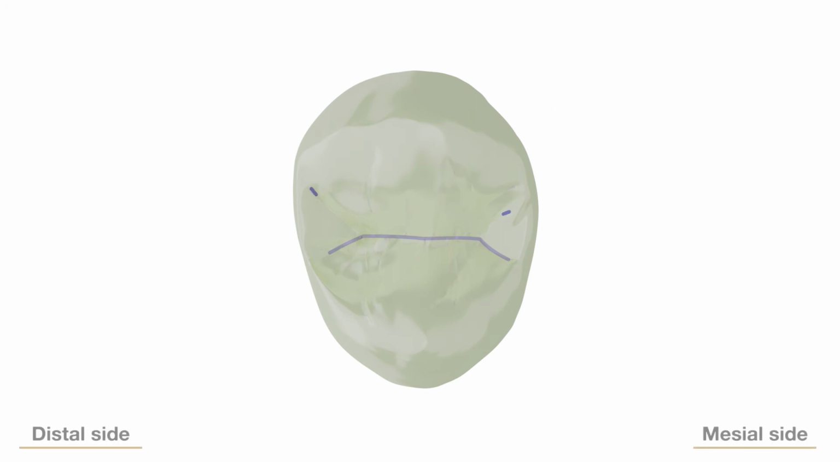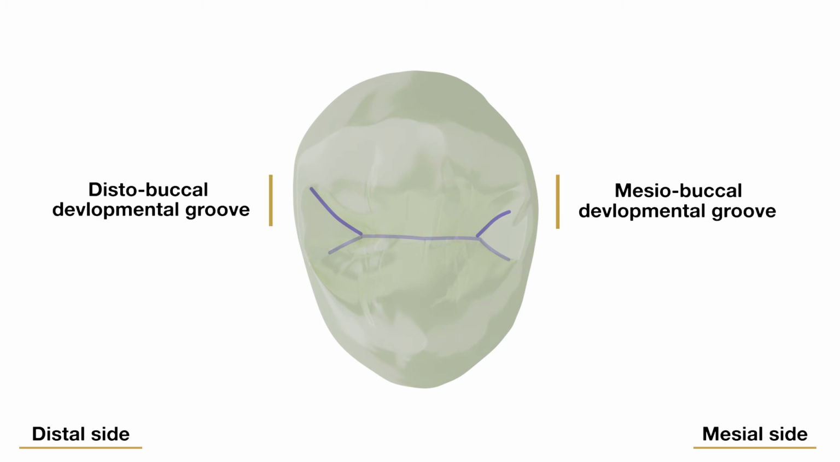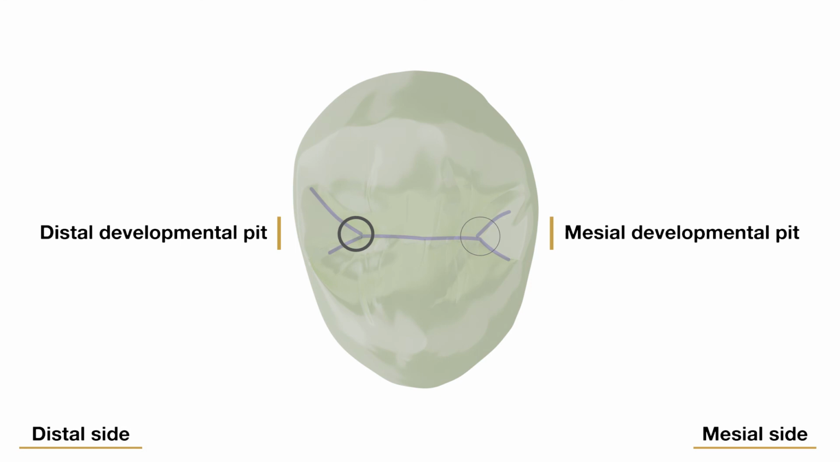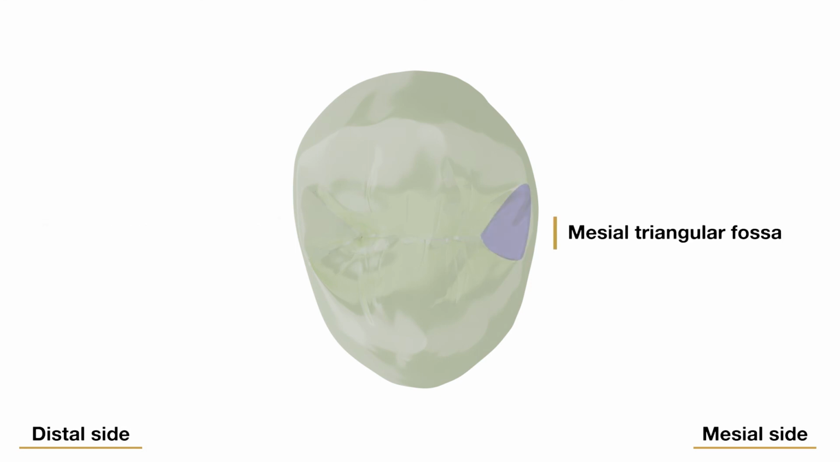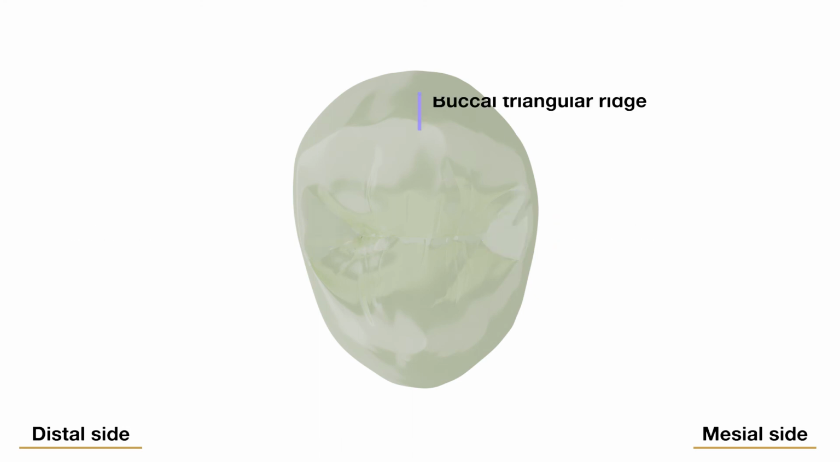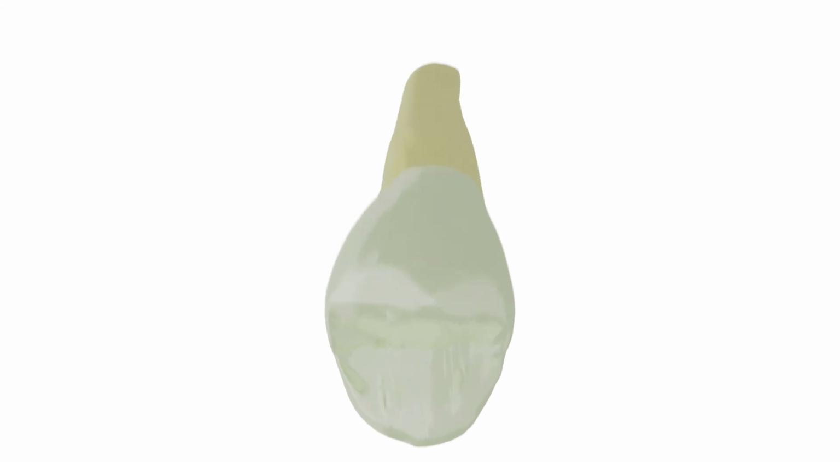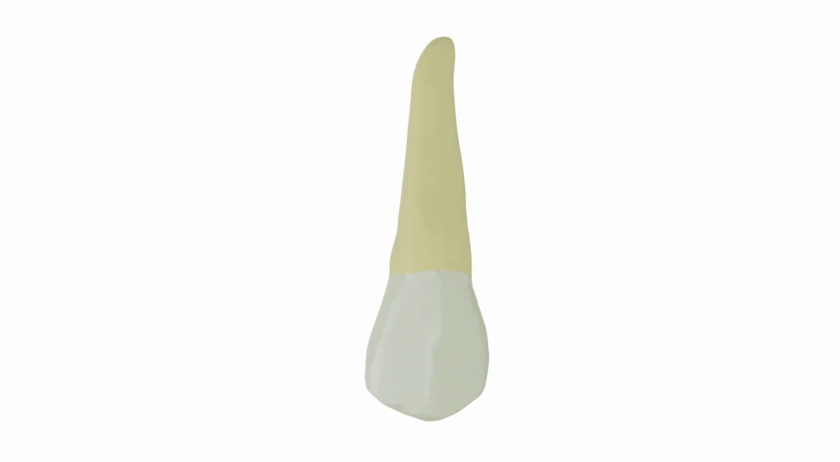Similar to the maxillary first premolar, two collateral developmental grooves join the central groove just inside the mesial and distal marginal ridges. These grooves are called the mesiobuccal developmental groove and the distobuccal developmental groove. The junctions of the grooves are deeply pointed and are named the mesial and distal developmental pits respectively. Mesial triangular fossa and distal triangular fossa are less obvious. Compared to the maxillary first premolar, the buccal triangular ridge of the buccal cusp and the lingual triangular ridge of the lingual cusp are less prominent. This completes all the 5 surfaces of the maxillary second premolar.